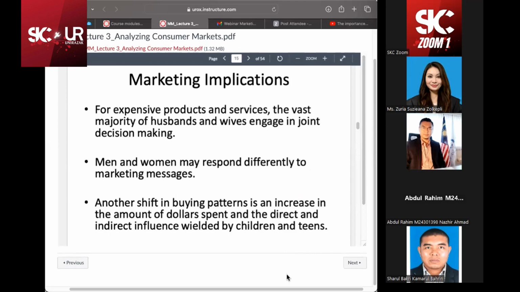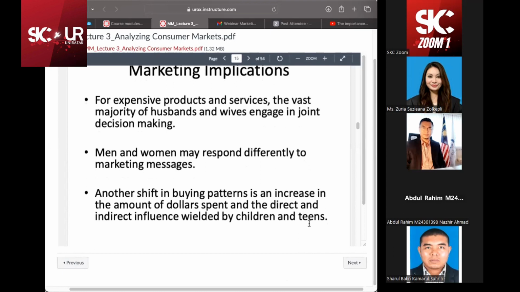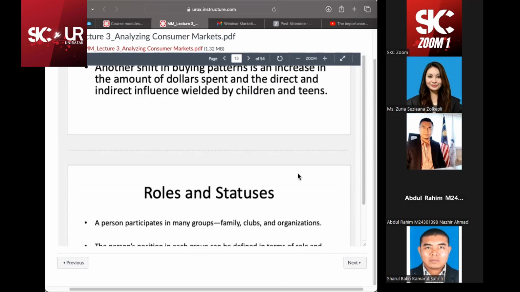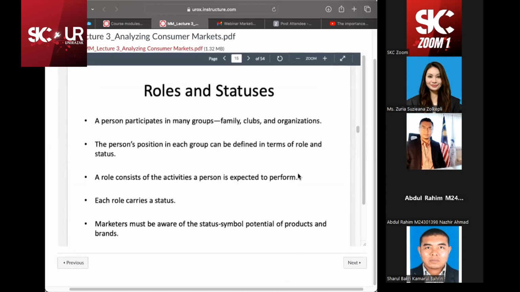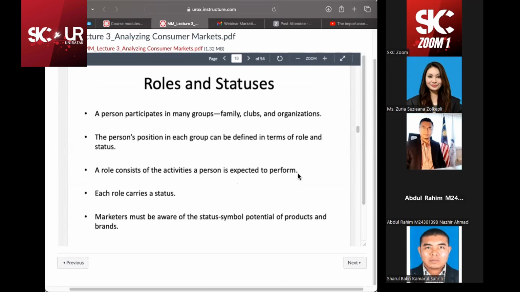Okay, interesting. All right. Another shift in buying patterns is an increase in the amount of dollars spent and direct voucher and teams. Okay. We have talked about this. Okay, role and status. Yes, all right.